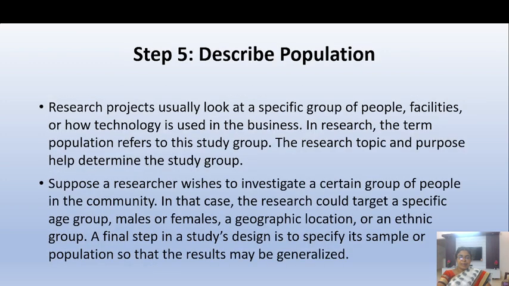Fifth step, describe population. Research projects usually look at a specific group of people, facilities, and how technology is used in the business. In research, the term population refers to this study group also. The research topic and purpose help determine the study group. Suppose a researcher wishes to investigate a certain group of people in the community. In that case, the research could target a specific age group, male or females, a geographical location, or an ethnic group. A final step in the study's design is to specify its sample or population so that the results may be generalized.